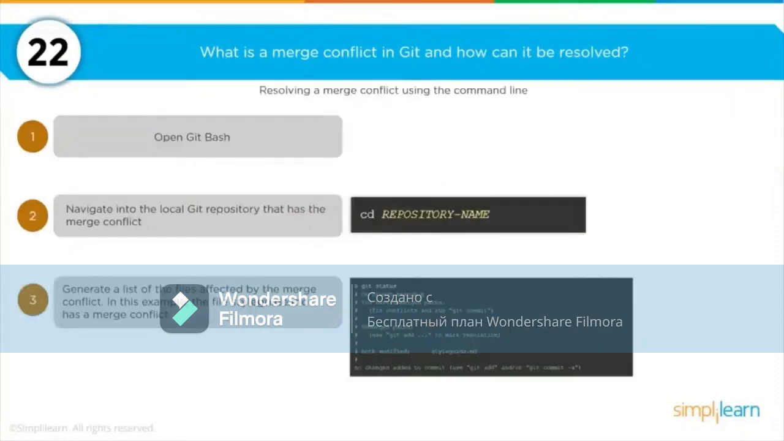So you can also do this through the command line, and with the command line you want to use git bash. As a first step, open up git bash and then navigate to the local git repository in the command line using cd, change directory, and then list out the actual folder where you are putting all of your code. And then you want to generate a list of the files that are affected by the merge conflict. And in this instance here, you can actually see the file styleguide.md has a merge conflict in it.